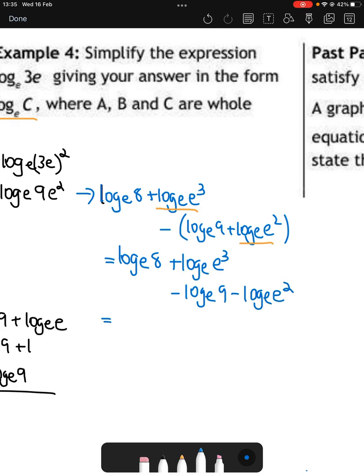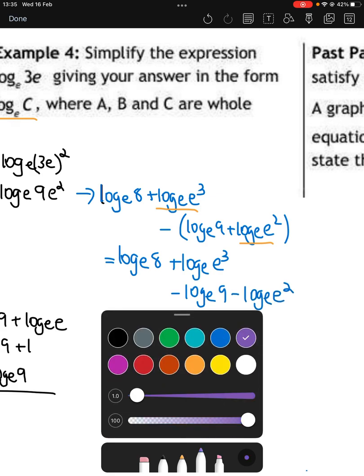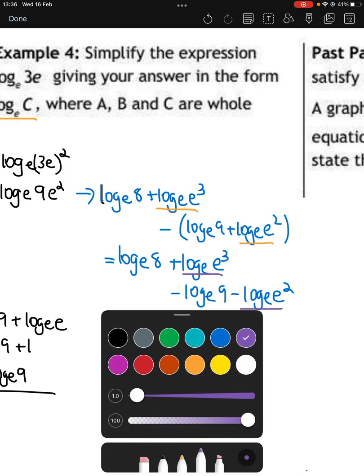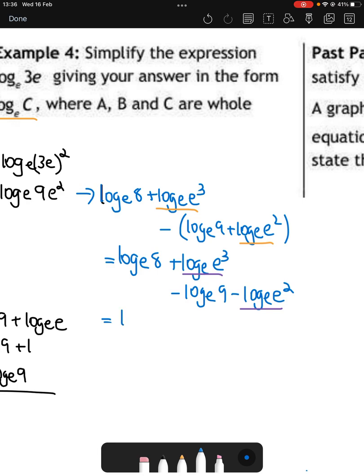So again, your two options are to combine these two together. You're taking away, you divide: e cubed over e squared is e, log e to the base e is 1. Or you can bring your powers back down again, and then the log e to the base e will disappear because it's obviously 1, and 3 take away 2 gives you the 1. But again, you can see that that's where this answer comes from, of 1 plus log e to the 8 minus log e to the 9.